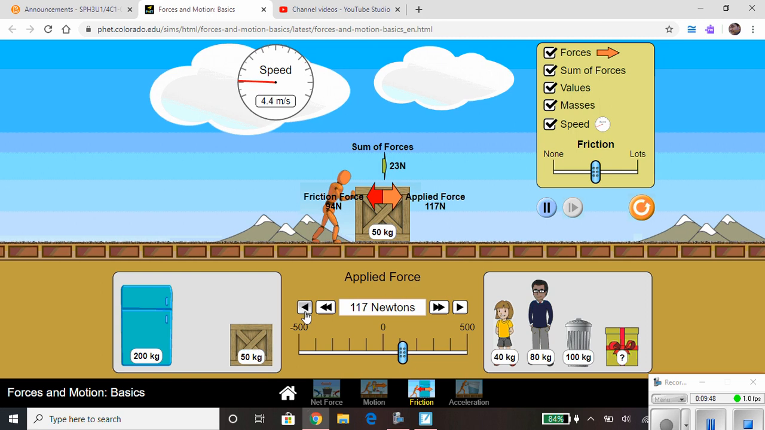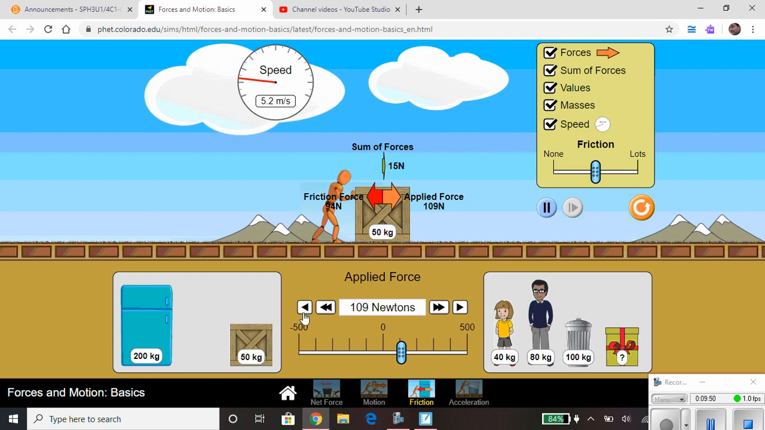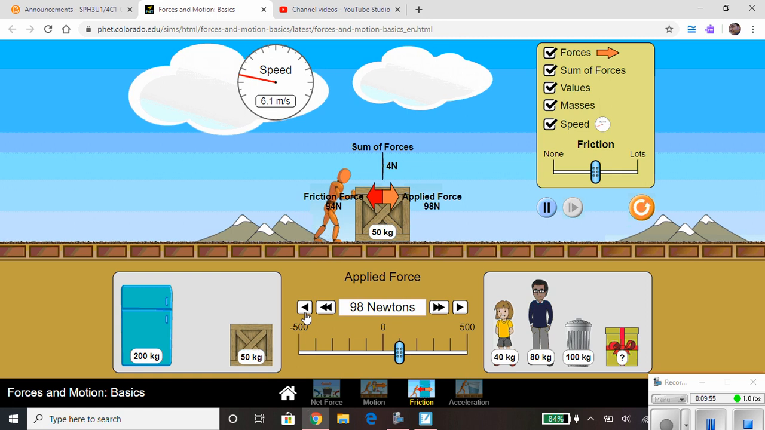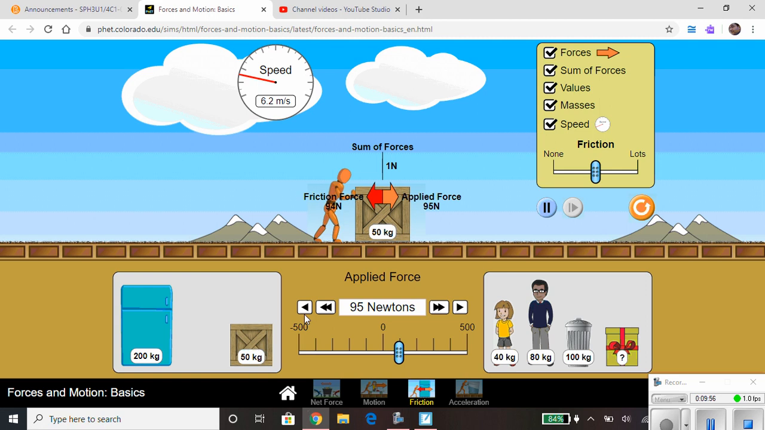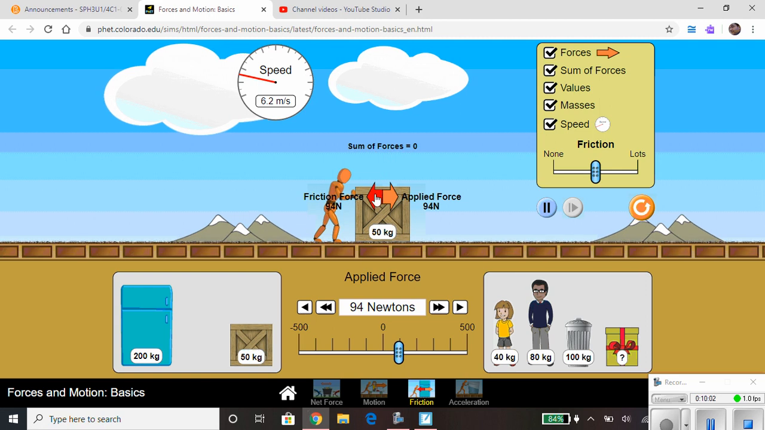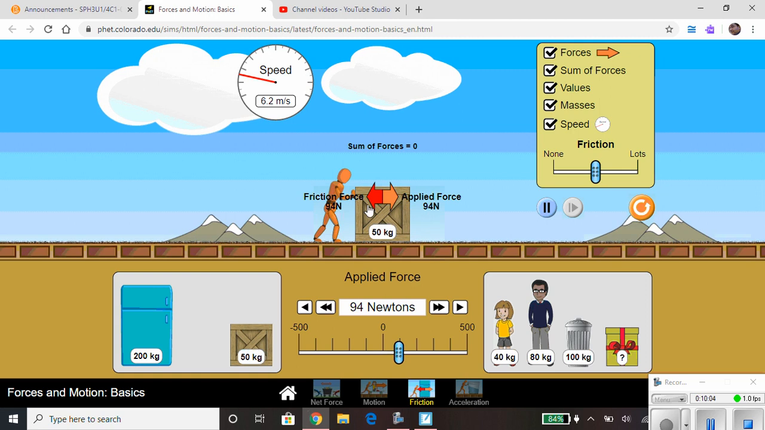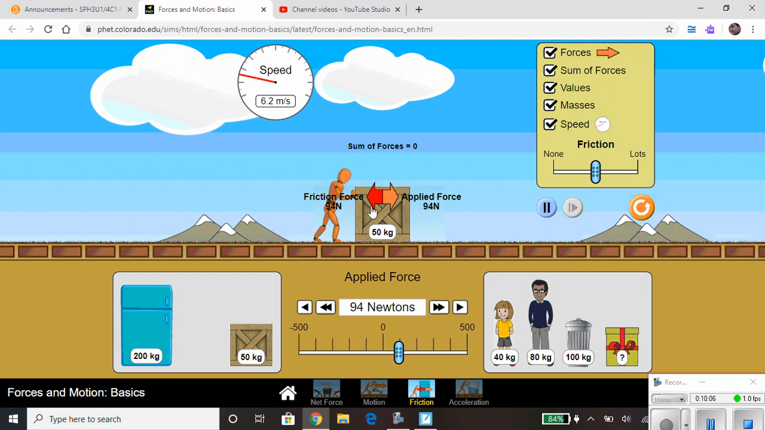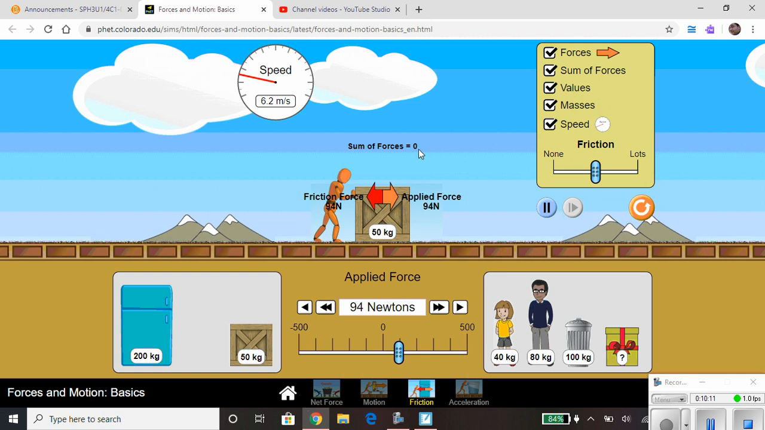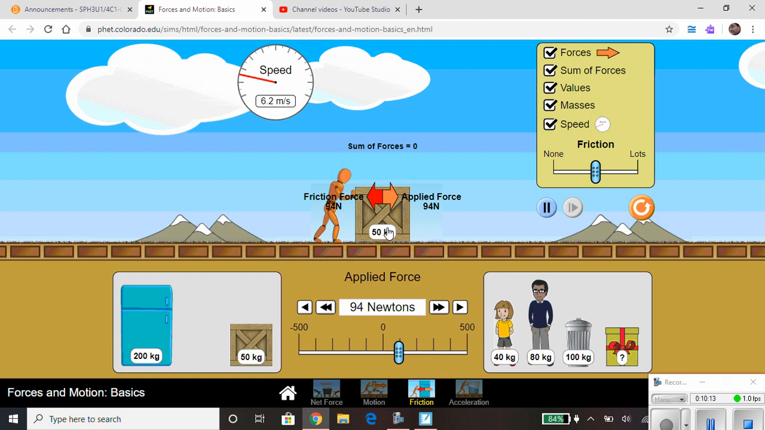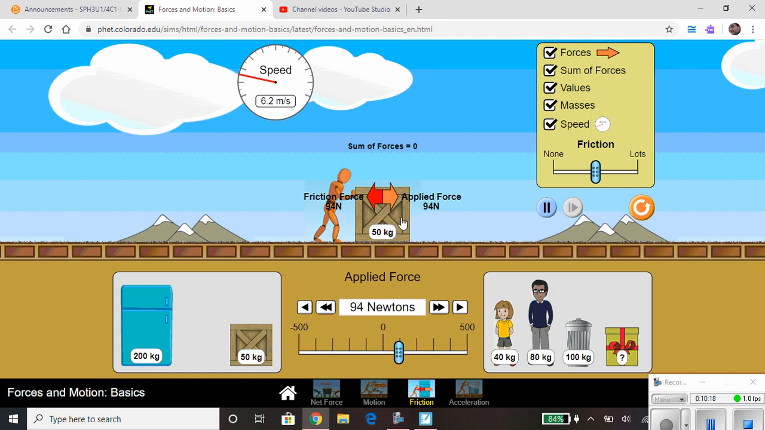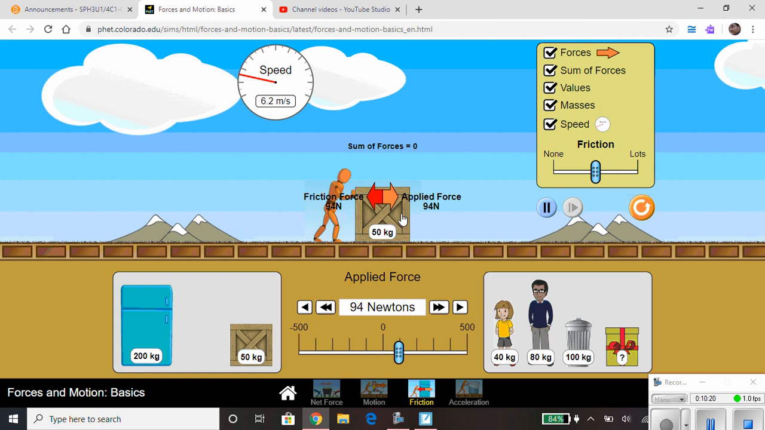Now, if you take a look at it now, all I need is 94 newtons to keep it moving. I'm not accelerating though. Look, the sum of the forces is still 0. I'm not accelerating, but I only need 94 newtons to keep it moving. That's a lot less than we needed to start it moving.